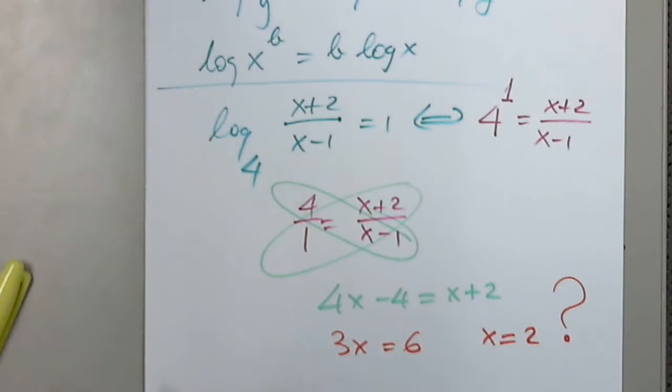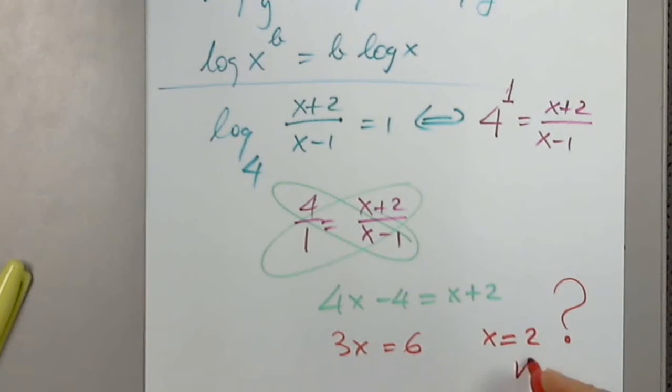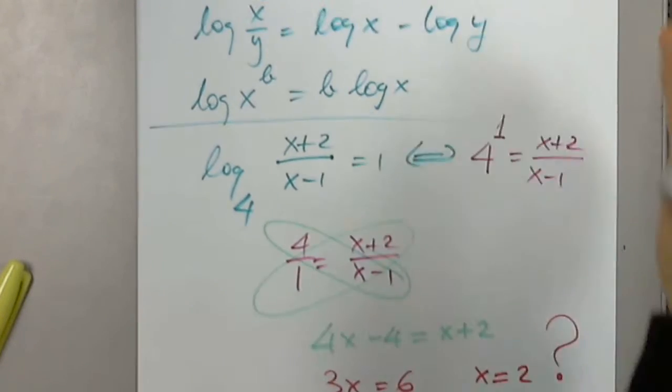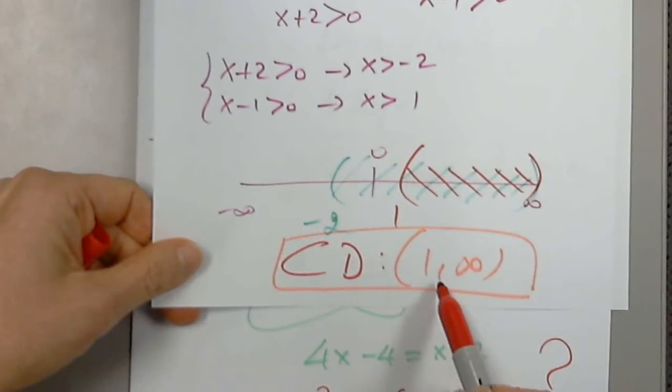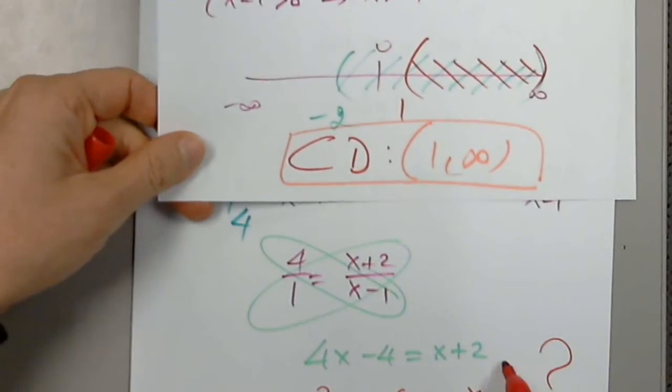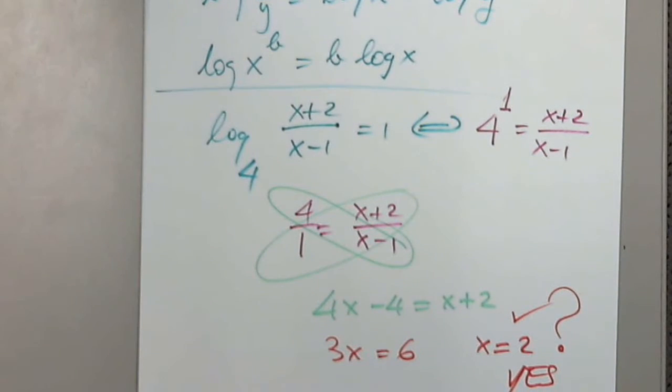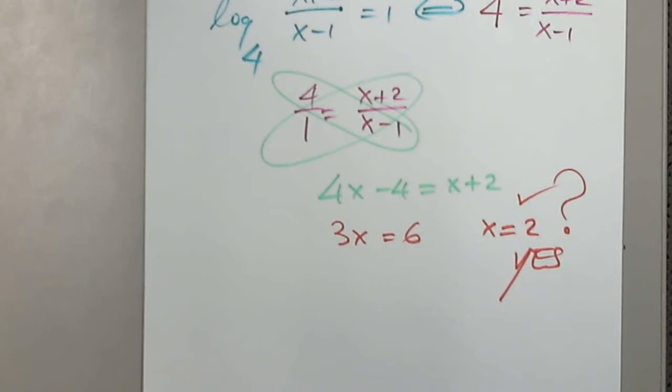So what do I conclude? Is this correct? Yes, it is. Because it's in the common domain, 2 is somewhere in between 1 and infinity, and it is correct. This is how we solve log equations. Let's look at another, and then look at word problems. Any questions on this?